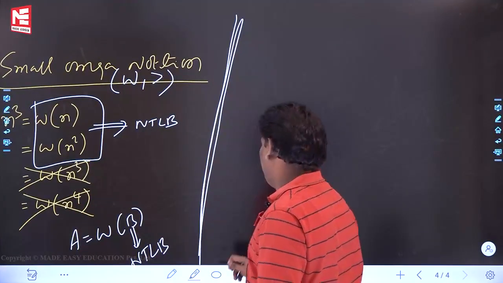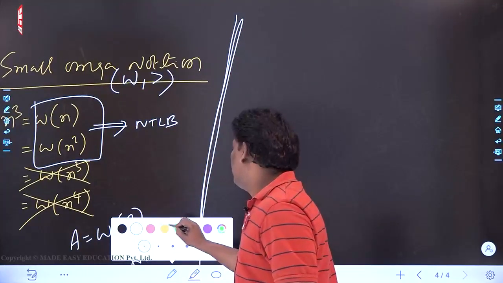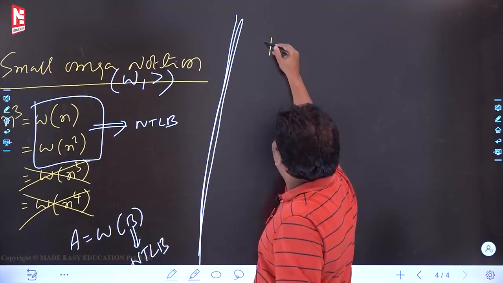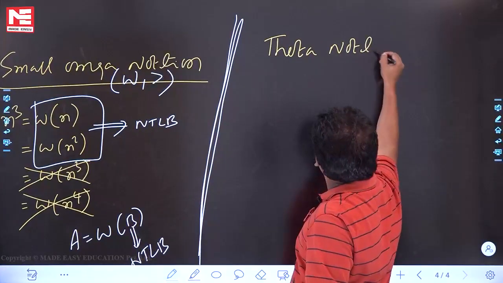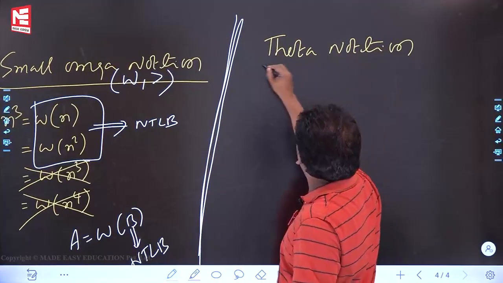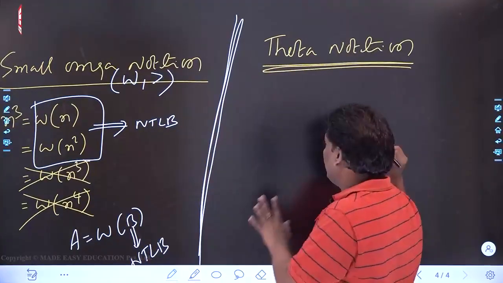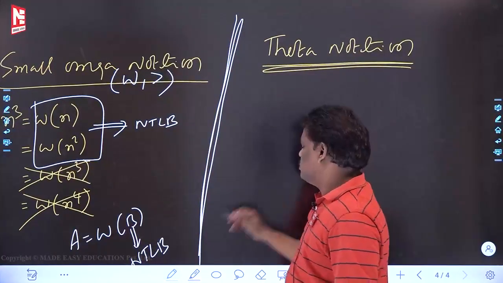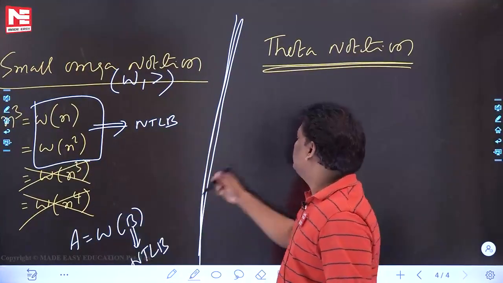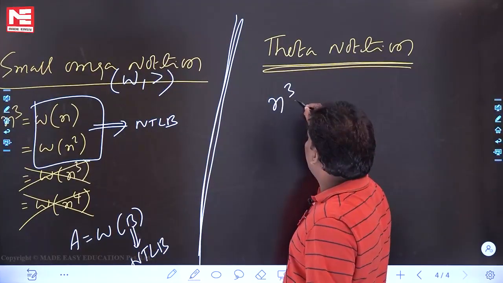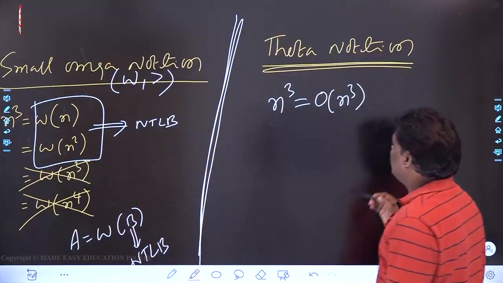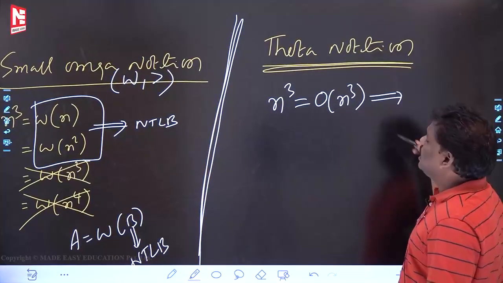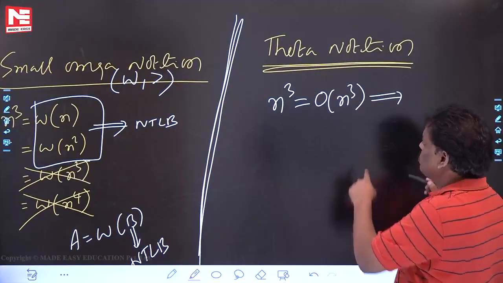Now see the next one. See this also, theta notation. Everyone fine? Let's see this symbol also. Only a small line. See this? Theta notation. Can you help me? Is this right or wrong? N cube is big O of n cube. Right or wrong? What is the meaning of this line? N cube is big O of n cube means, what is the answer?